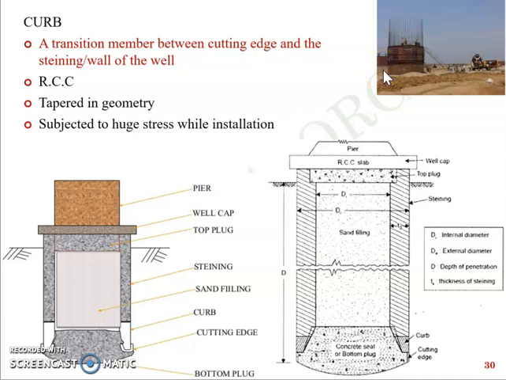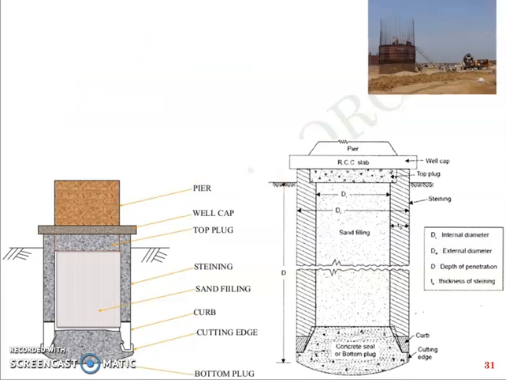So the huge structure is taking a huge load from the superstructure and its self-weight in addition. So the curb should be designed to have a safe carrying capacity for the huge stress of the dead load and the loads generated during the installation. So that's a curb. And then you have the bottom plug.